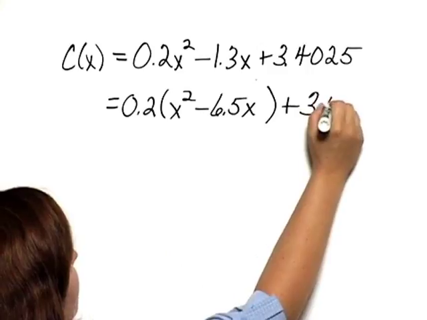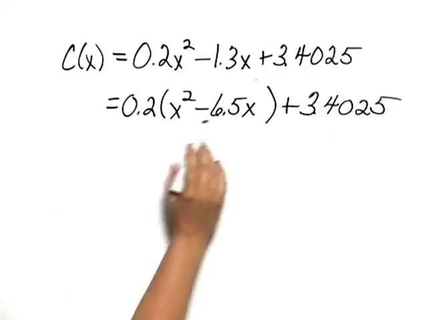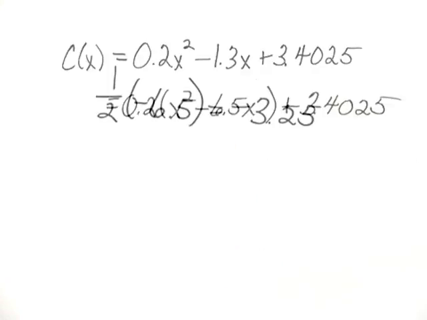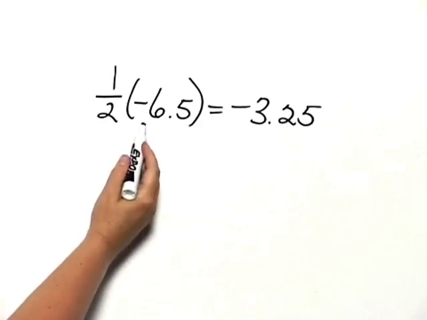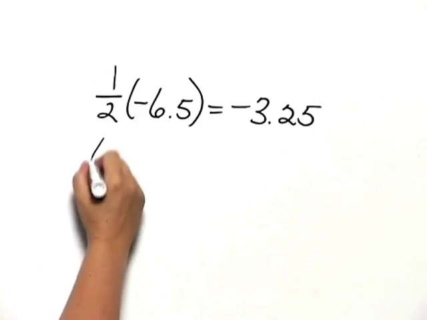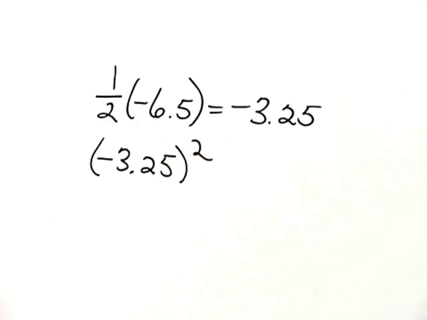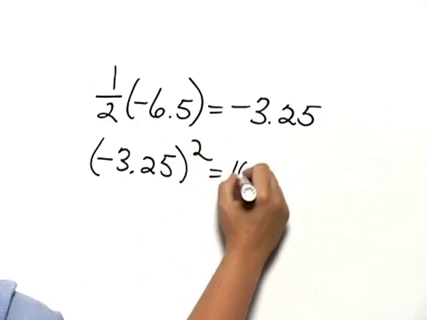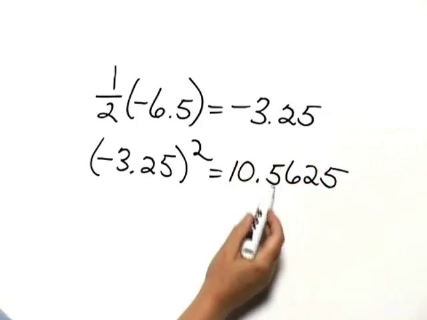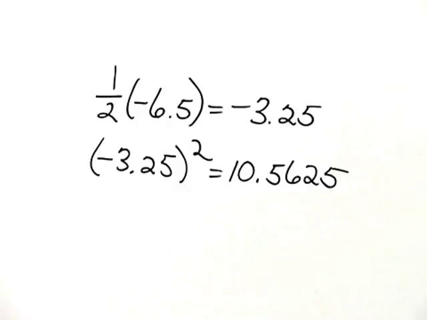plus 3.4025. Now to complete the square, I need to take half of negative 6.5 and square it. We'd see that 1/2 of negative 6.5 is negative 3.25, and negative 3.25 squared is 10.5625. This number we'll add in order to complete the square.